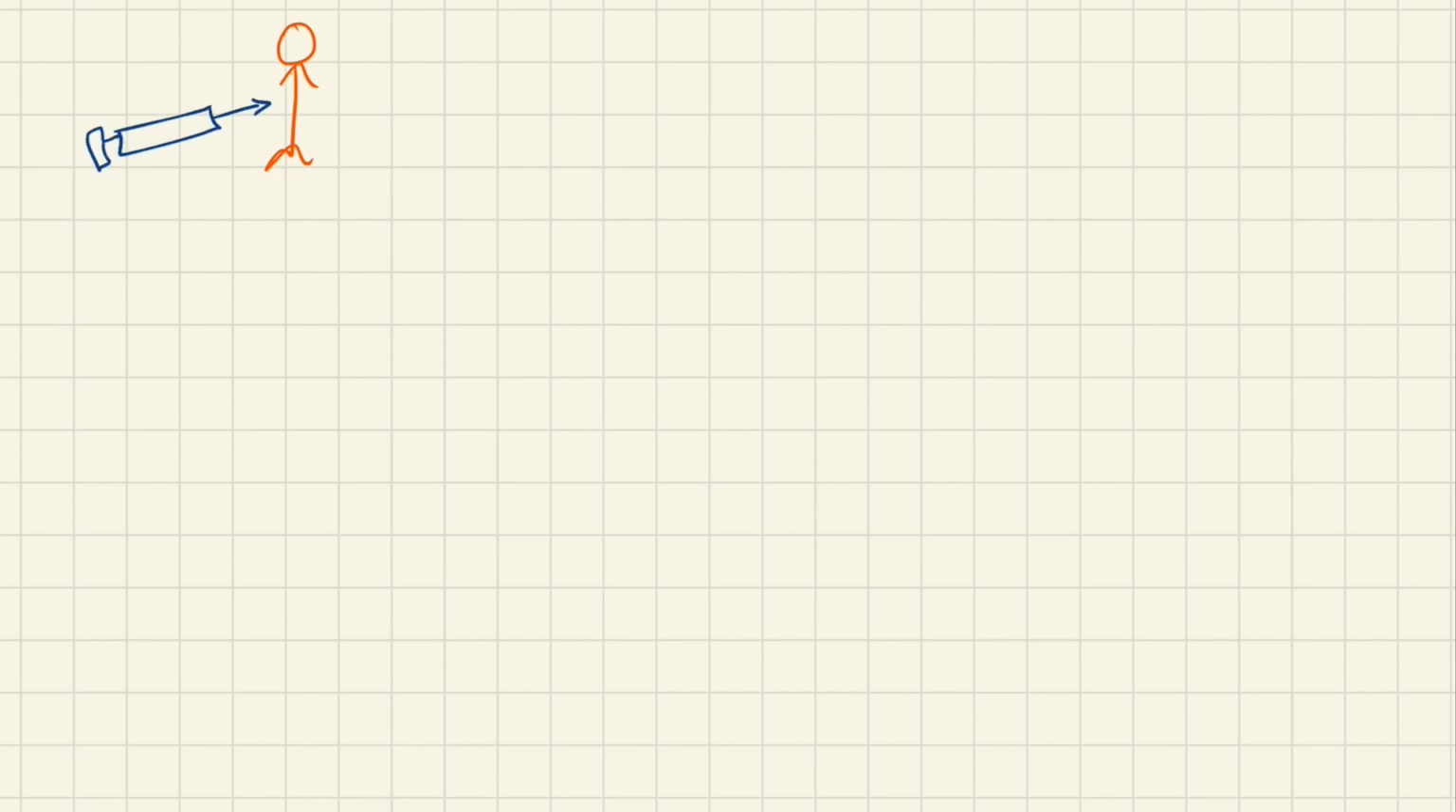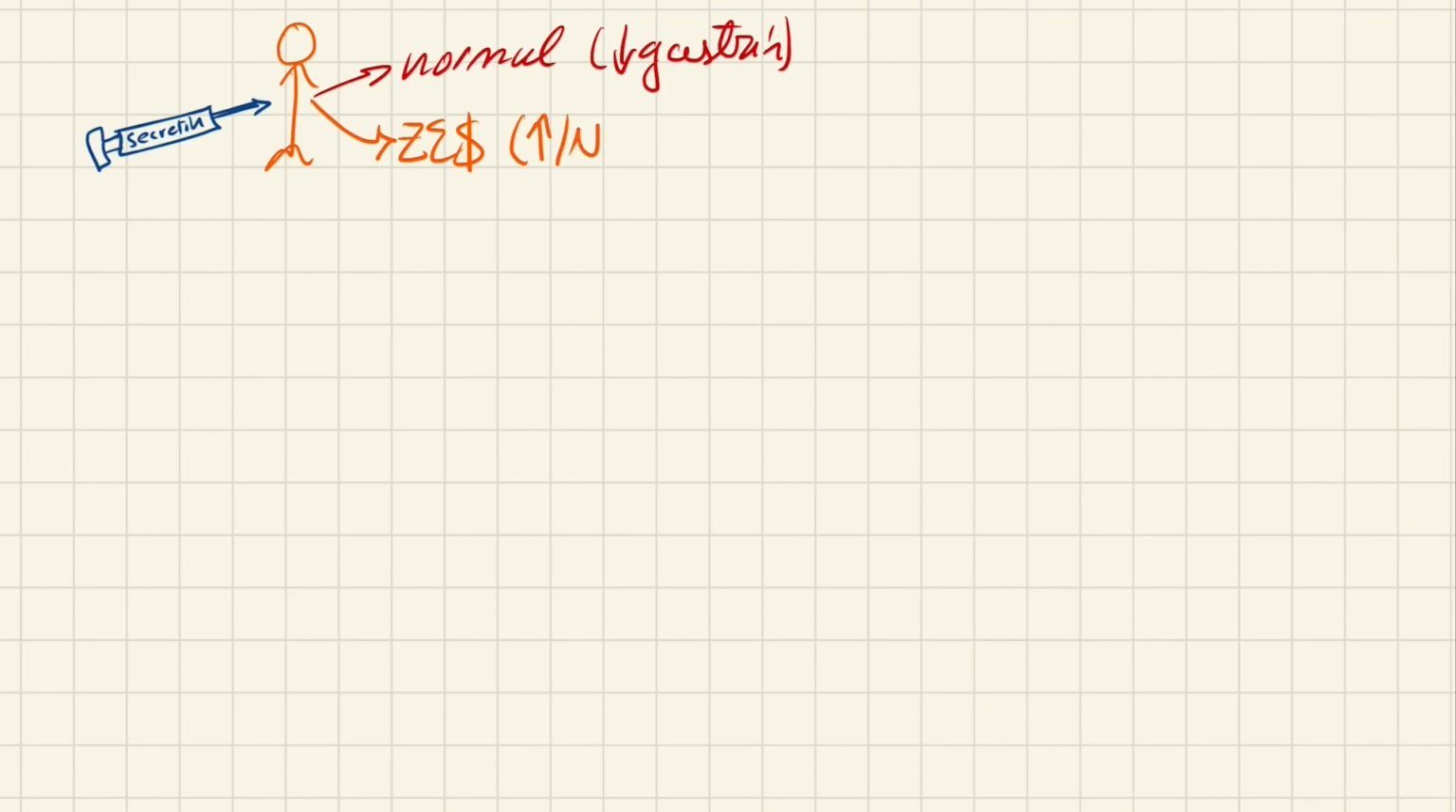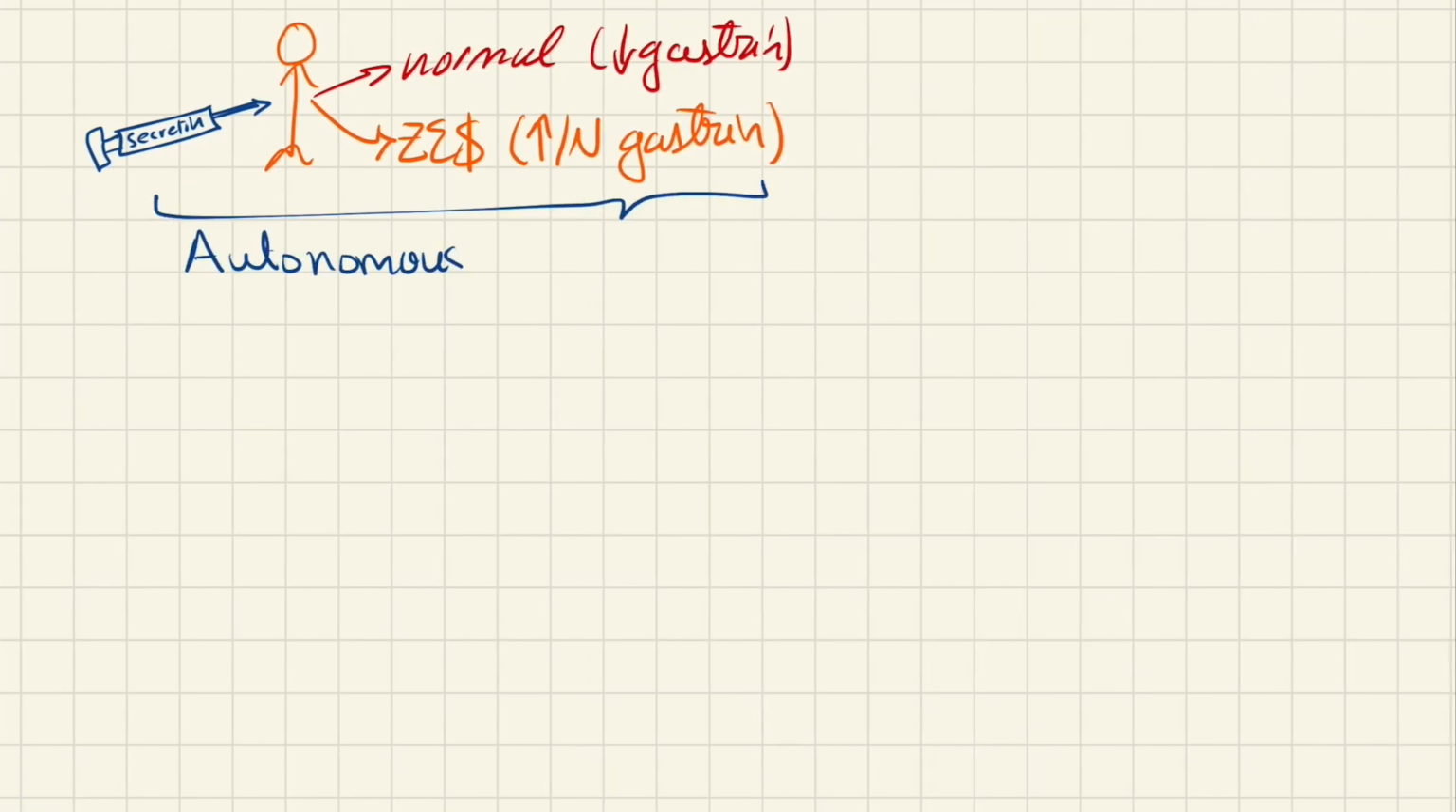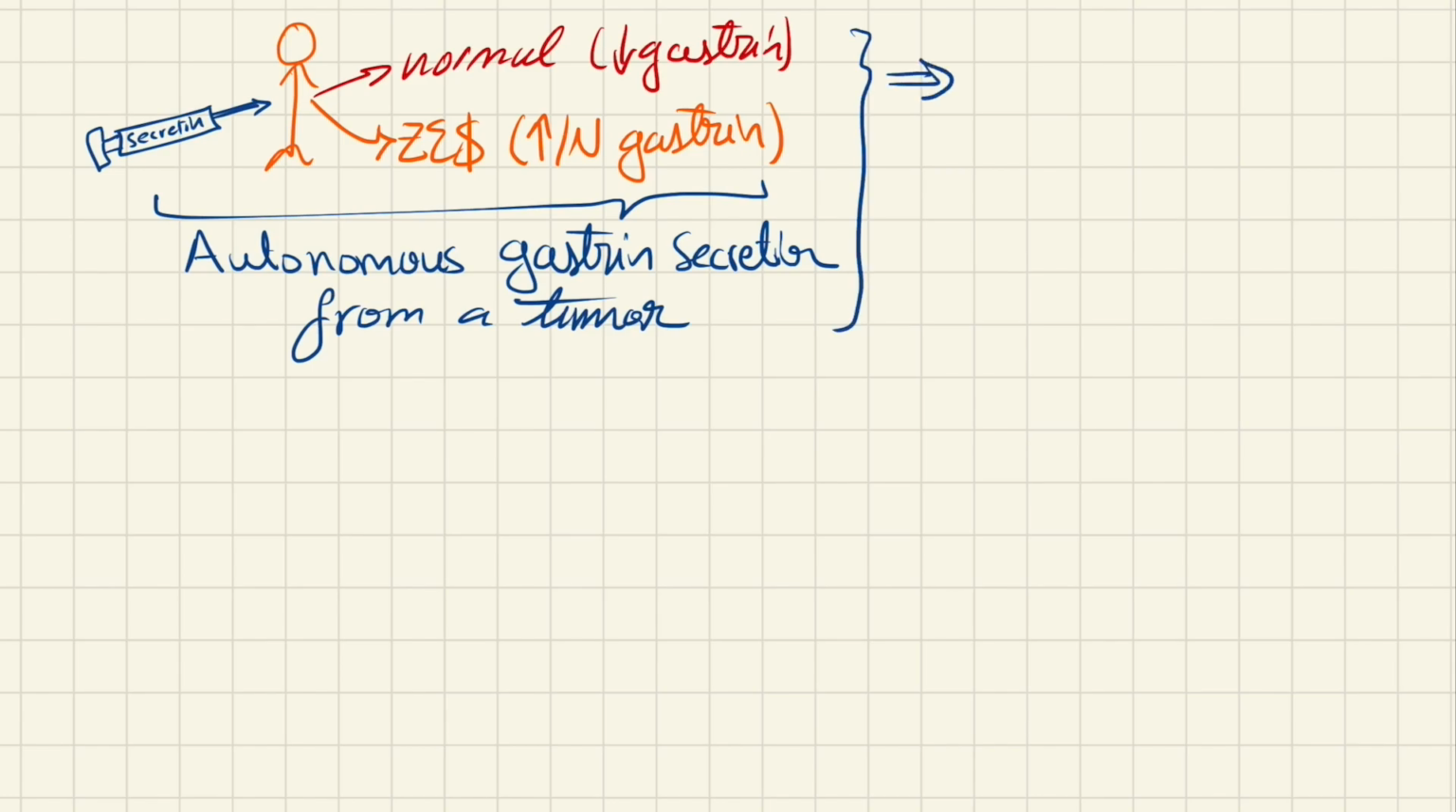So you bring the patient and you give him secretin. The secretin will cause a decrease of gastrin release. This is in normal patients. However, in Zollinger-Ellison, you will find normal or high gastrin levels despite secretin injection because of the autonomous gastrin secretion from the gastrinoma, or the tumor. This is what will confirm that we have gastrinoma.